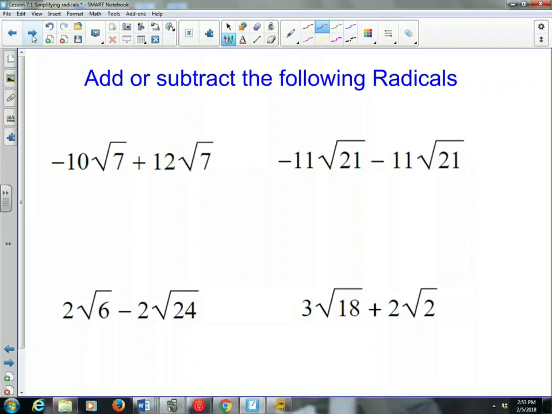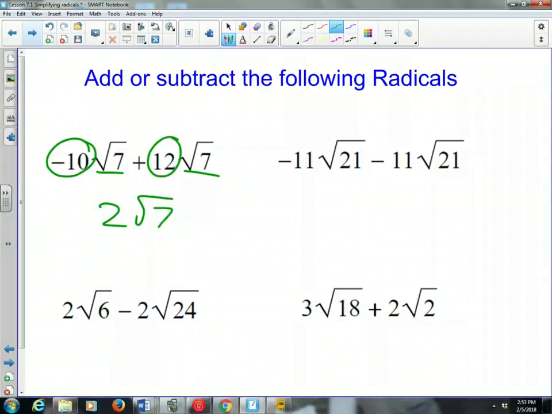All right, on to the next concept. When you add and subtract radicals, what you do is you basically add their coefficients once the radicals are exactly the same. So you almost kind of treat it like it's a variable. 5x plus 7x is 12x, right? Once the variables are the same, all you do is you add up their coefficients. The same thing is true of radicals. Root 7 and root 7, the radicals are the same, so you could simply add up their coefficients. A negative 10 plus 12 is 2 root 7.